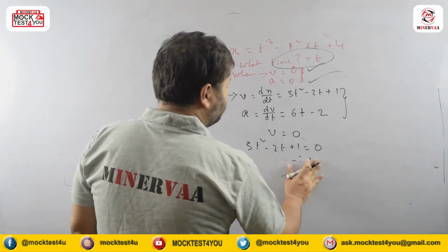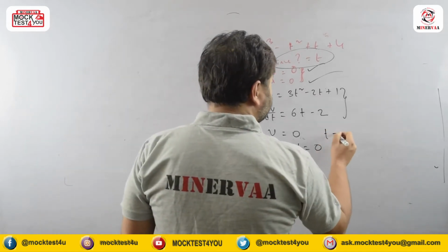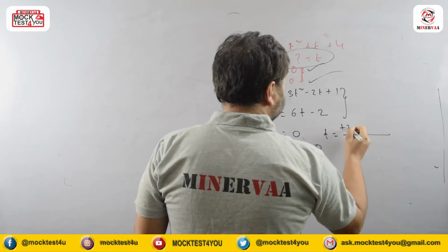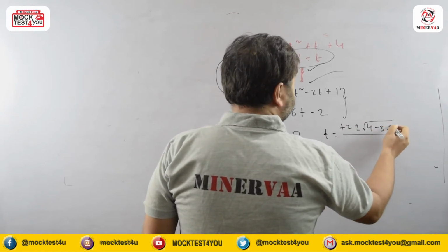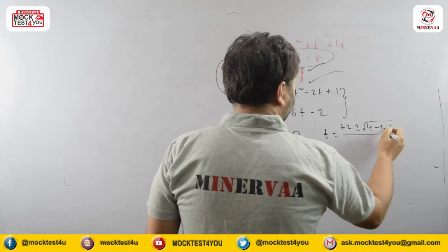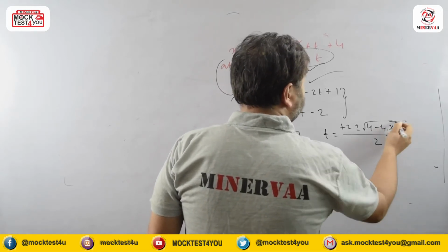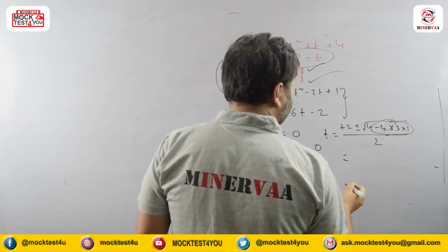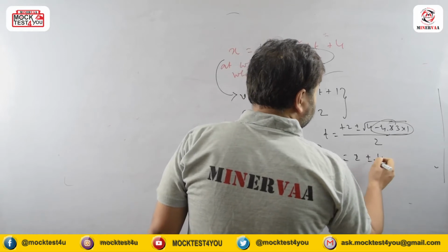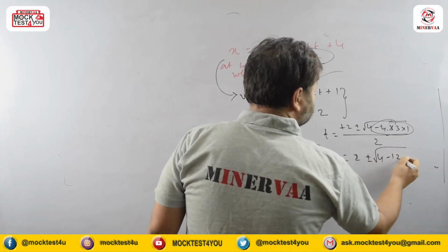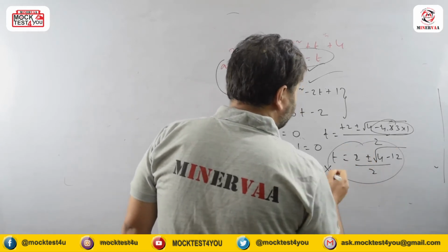So either you can use the Sridhar Acharya formula from here. If you apply it, the time will be 2 plus minus root over 4 minus 4 into 3 into 1, divided by 2. You can see a negative term is coming. So time is coming imaginary, because 2 plus minus, 4 minus 12 gives minus 8 under the root. So this time is not relevant.